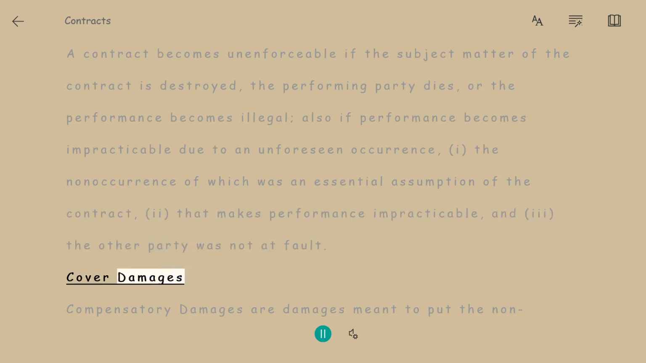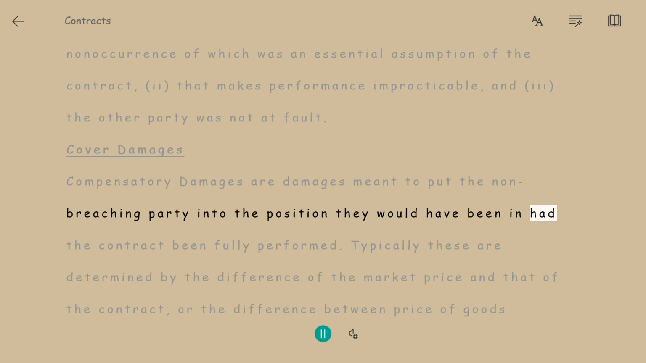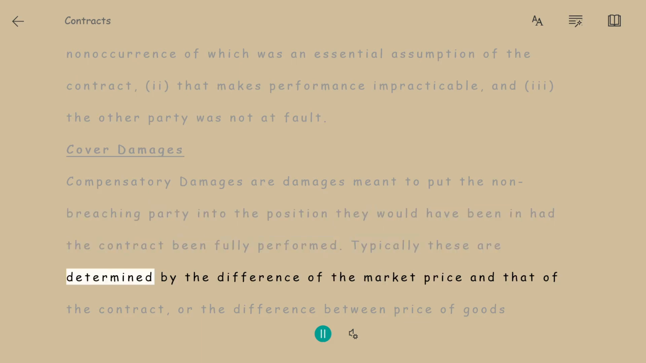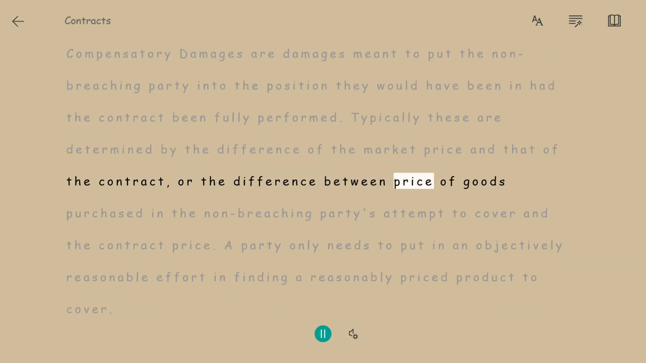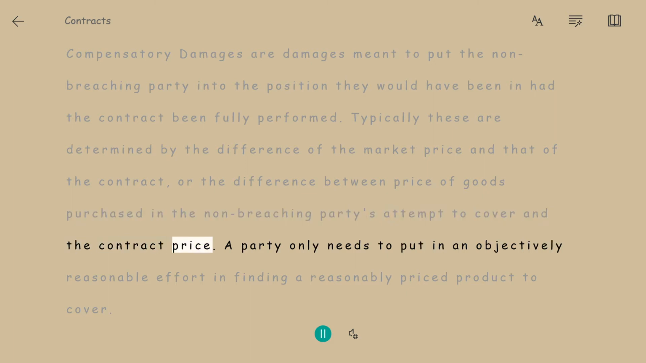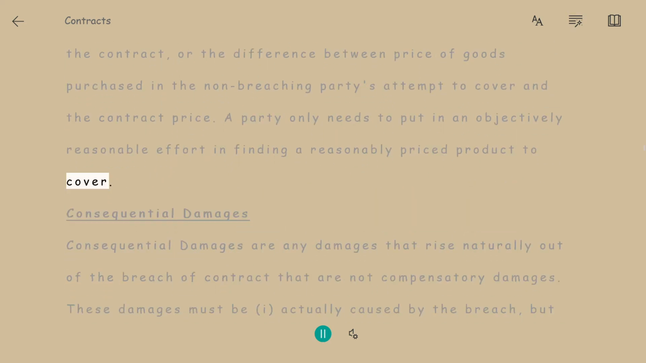Cover damages. Compensatory damages are damages meant to put the non-breaching party into the position they would have been in had the contract been fully performed. Typically, these are determined by the difference of the market price and that of the contract, or the difference between the price of goods purchased in the non-breaching party's attempt to cover and the contract price. A party only needs to put in an objectively reasonable effort in finding a reasonably priced product to cover.